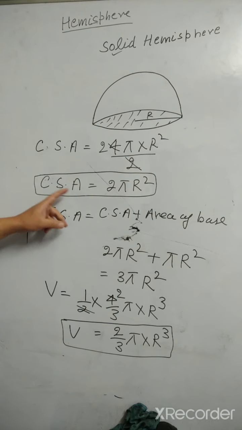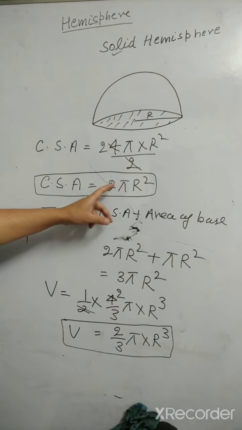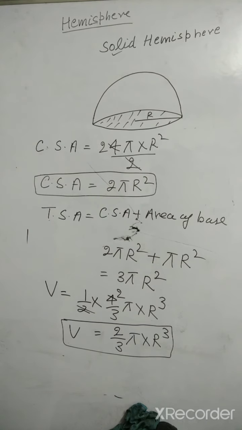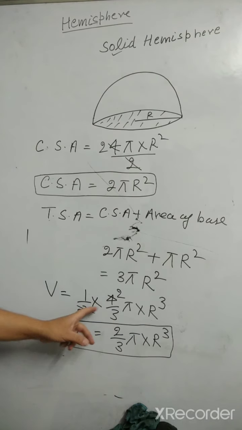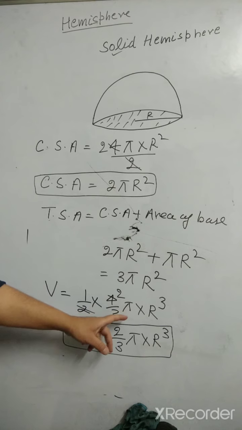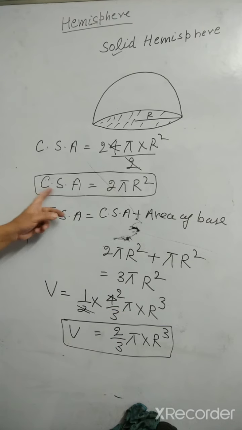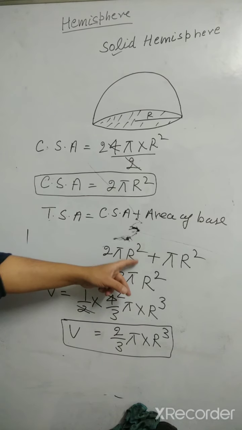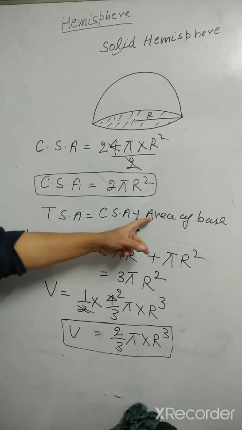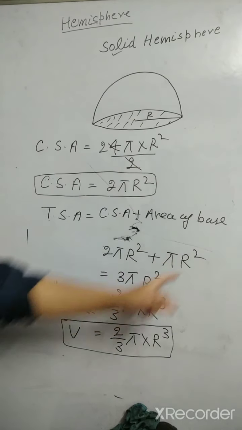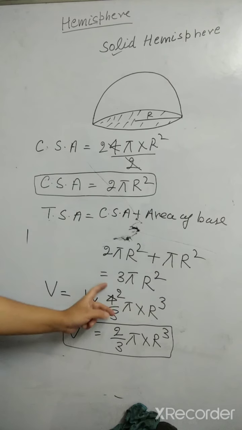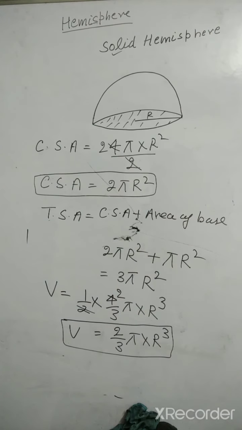So the curved surface area of a solid hemisphere is 2 pi r square, and the volume of a hemisphere is 2 upon 3 pi r cube, half the volume of the sphere. Here the curved surface is 2 pi r square. So total surface area will be 2 pi r square, that is curved surface area, plus the area of the base. The base is circular, so the area of the circle is pi r square. So you add pi r square to it, it will be 3 pi r square, right?